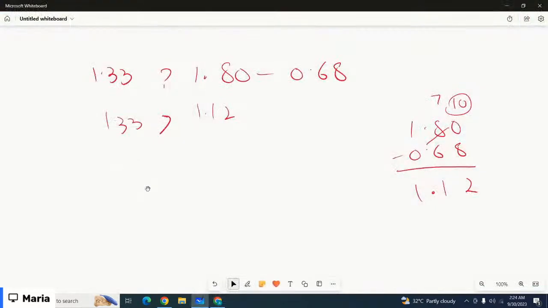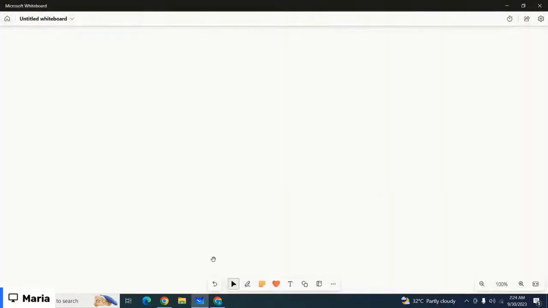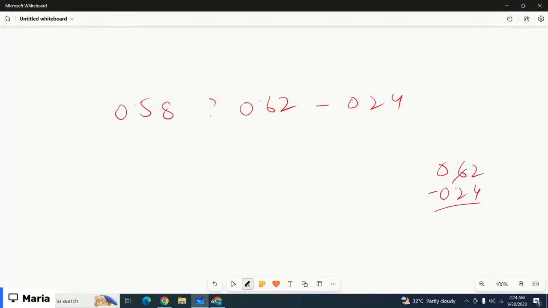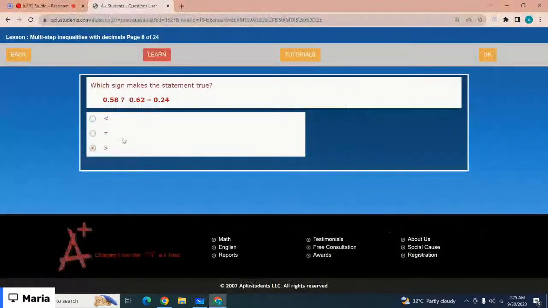Let's just do it on board. 0.58, 0.62 minus 0.24. So let's just subtract, right? 0.62 minus 0.24. You have to borrow 1, so it would be 5 and 12. 12 take away 4 is 8 and 5 take away 2 is 3. That would be 0.38. So which is the correct option? Yes, 0.58 is greater than 0.38. The correct option is greater.